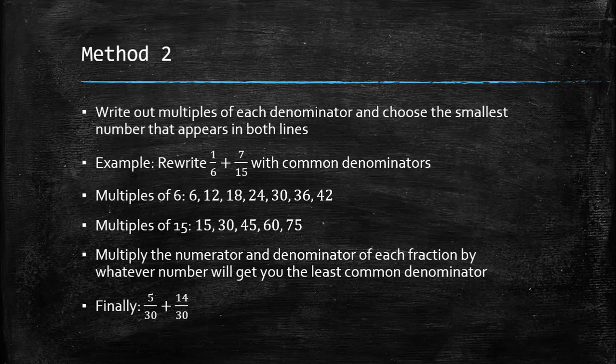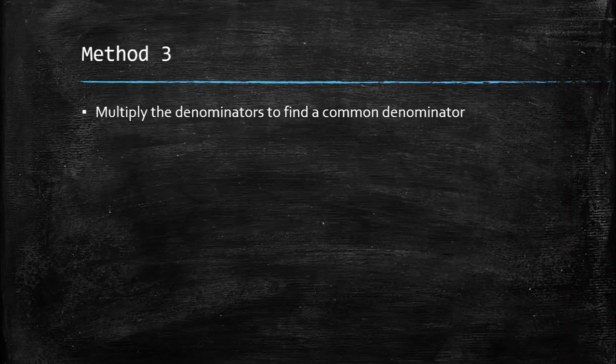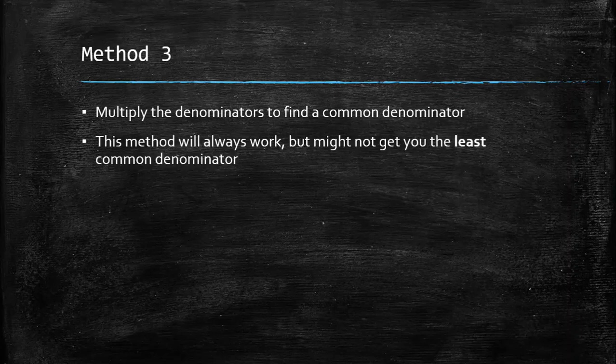Okay, one last method. Method 3 here is to multiply the denominators together. And the nice thing about this method is that it will always work every single time. But the downside is it might not get you the least common denominator, in which case we may have to simplify the fraction more later. And we'll talk more about that as we go on, but sometimes it's nice to use the smaller numbers and find the least common denominator. But if you can't, for whatever reason, you just don't see it, multiply the denominators together. It will work every time.